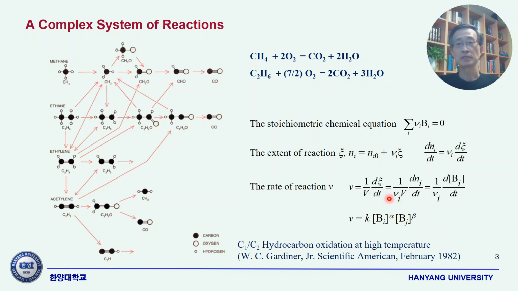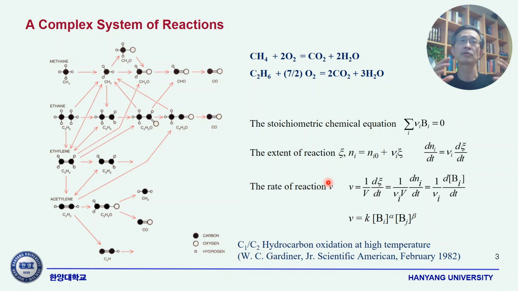Now if you look at this equation carefully, dXi/dt is equal to 1 over Ni times dN/dt, so 1 over Ni dN/dt over V. And if you look at this, dN over V is actually the concentration. So the rate is 1 over the stoichiometric coefficient times d[species]/dt. Okay, so that is how we define the rate.